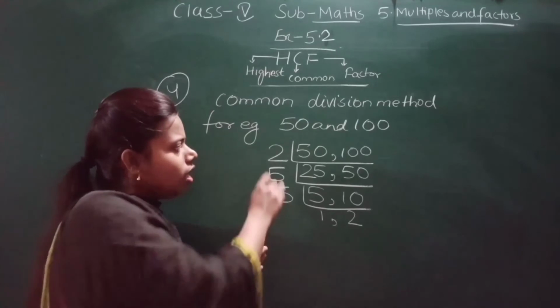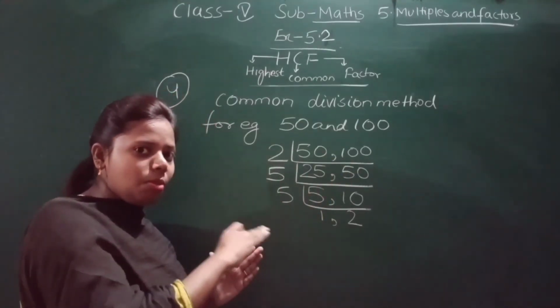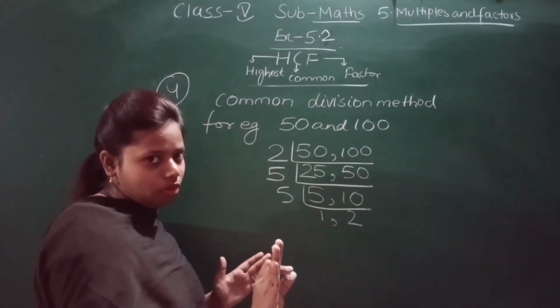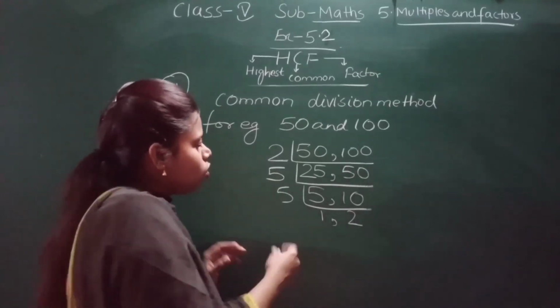I hope you have understood. The number given should be divisible by both, and whatever number you take should be a prime number, not a composite number. You have to take prime numbers. Okay, so what do you have to do now?